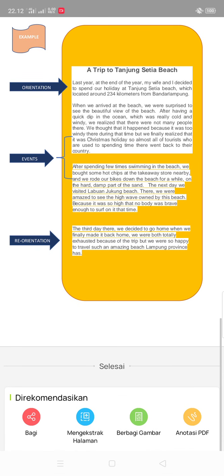And the third day there, we decided to go home. When we finally made it back home, we were both totally exhausted because of the trip, but we were so happy to travel to such an amazing beach Lampung province has. So the last paragraph is reorientation.